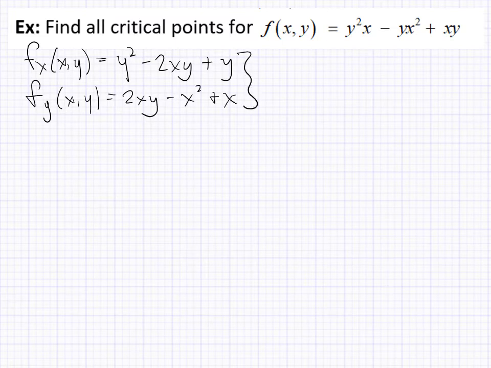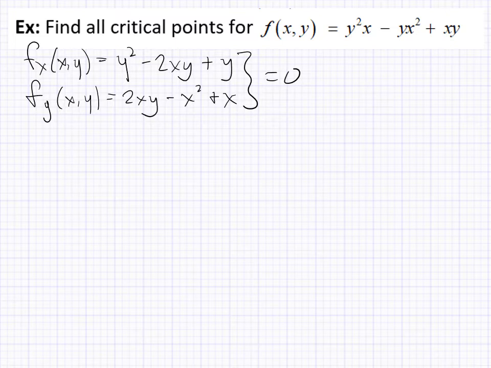Now remember, both of these have to equal 0 simultaneously, or one of them could not exist. And we didn't talk about that in the last example, and we should have. We should also worry about when possibly one of these could not exist. But these are all polynomial functions. The derivatives are polynomials. The original function is polynomial. Same thing with the previous example. And so they're going to exist all the time for every x and y point in the domain.